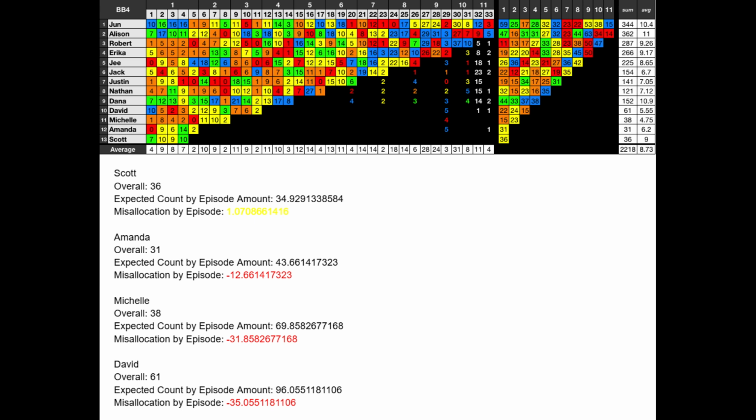David has an overall diary room count of 61. Yes, I'm using confessional and diary room interchangeably, but you all know what I mean. Anyways, his expected count by episode amount is 96. And that means that his misallocation by episode is negative 35, making him very under-edited, which is weird because he has such a huge personality, but I guess they couldn't transfer that over into interesting diary rooms.